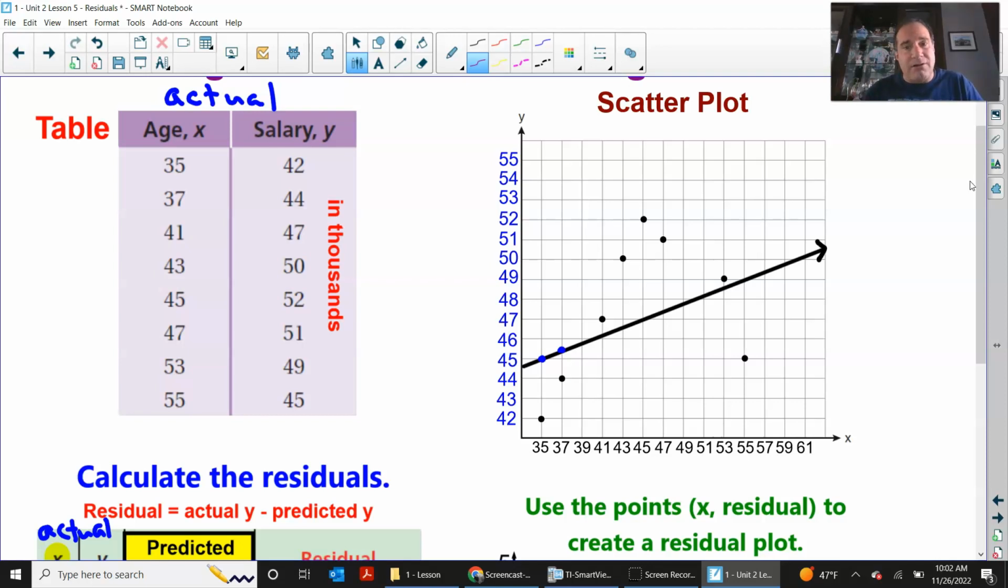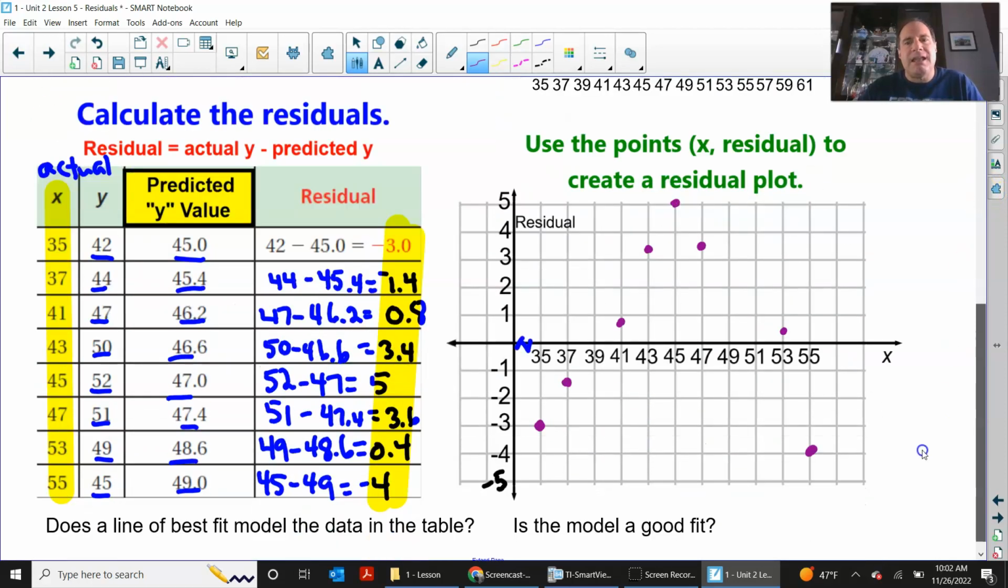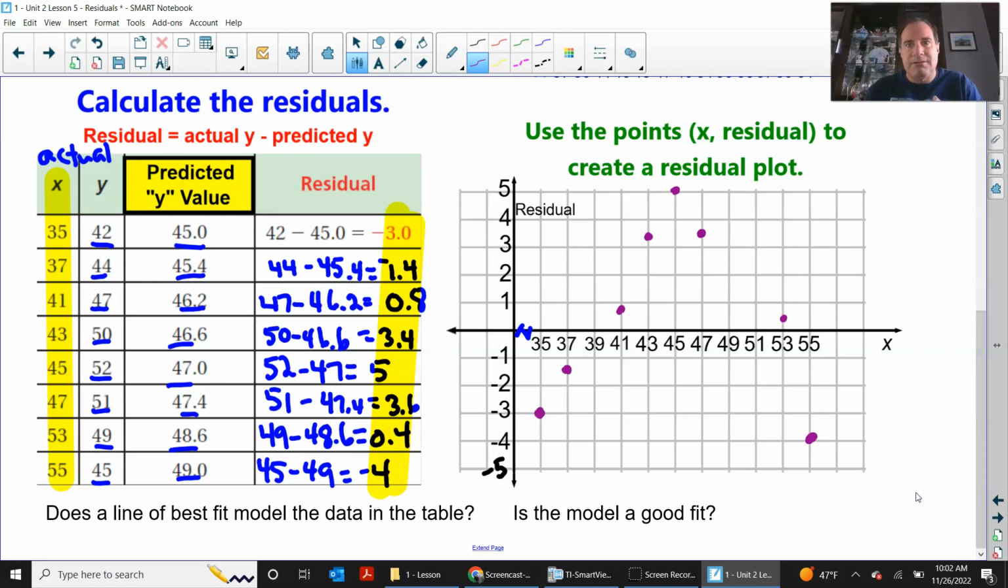There's some points above and there are some points below, but again, it's not a pattern that you could even draw that trend line. But the trend line was drawn, and now the residual plot looks like this, and this represents a pattern. So a pattern, remember, means the trend line is not a good fit. Does the line of best fit model the data in the table? No, it does not, because this is a pattern. It creates an upside down U shape. And when it creates an upside down U shape, you know you do not have a good model for the line of best fit.